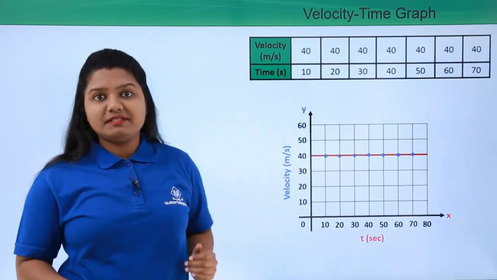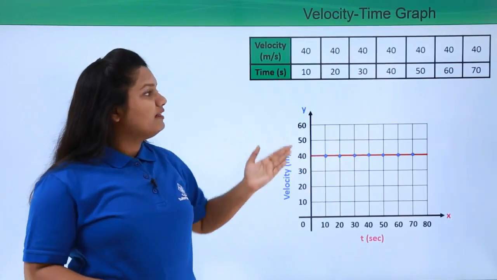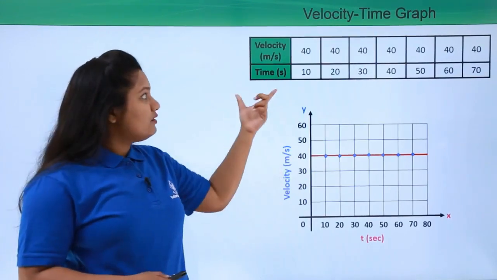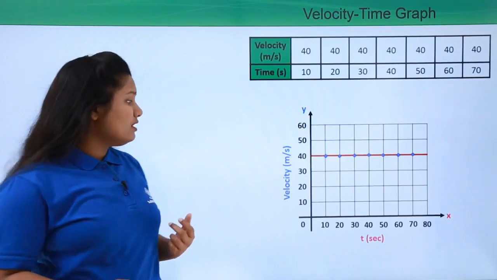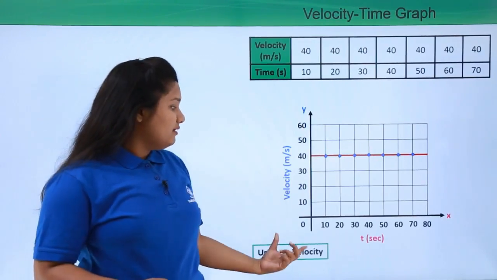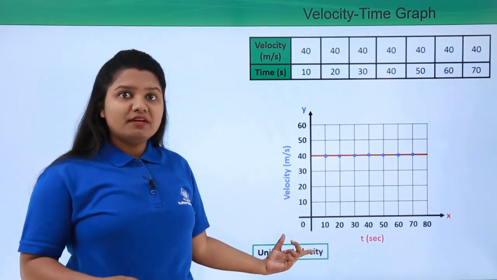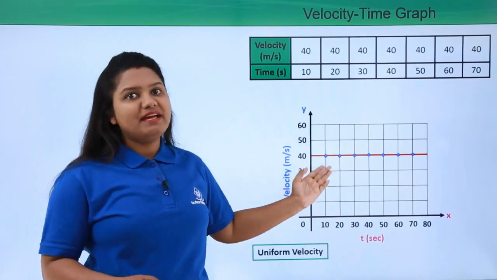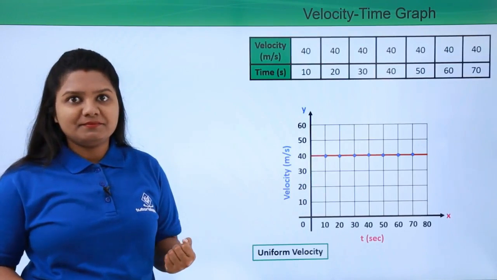It is 40 meters per second, not even decreasing or increasing throughout the journey. So here the velocity of this body is a uniform velocity, and whenever there is a uniform velocity of the body, we get a velocity time graph which is parallel to x-axis or time axis.